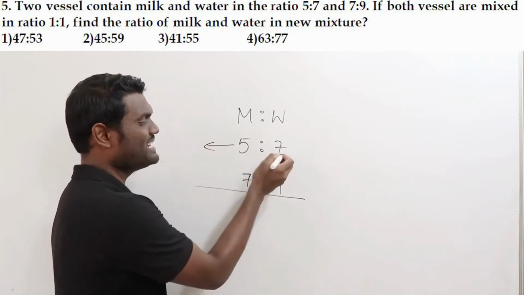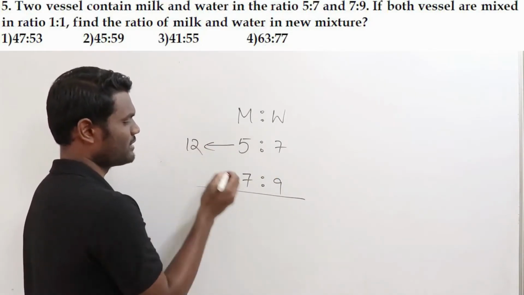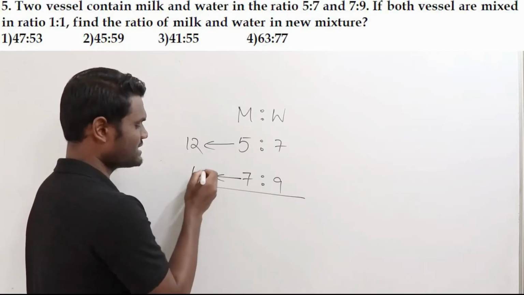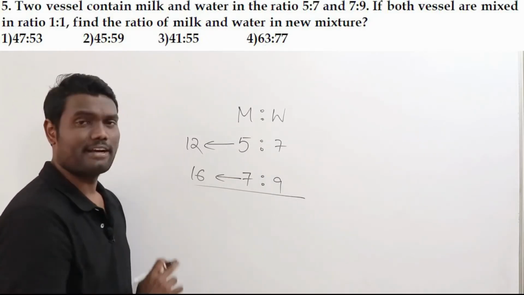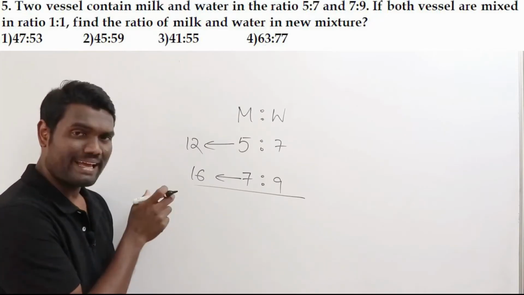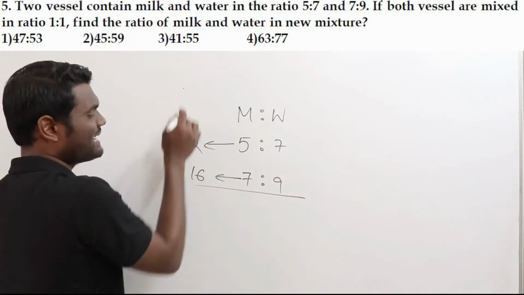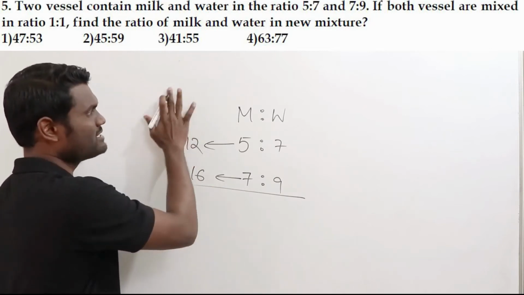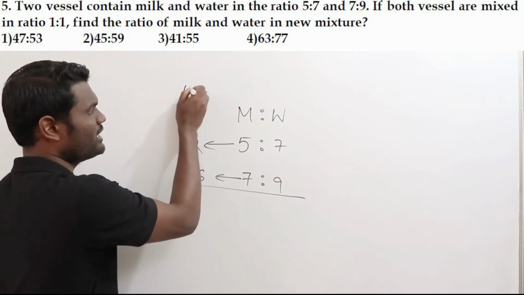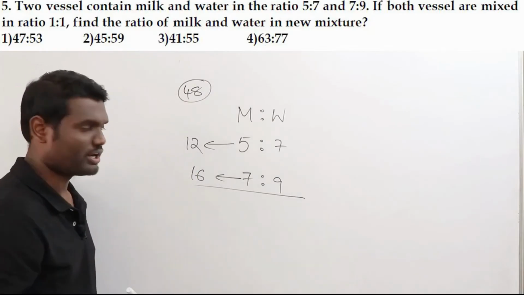Now if you look here, 7 plus 9, this is like 16. Now if you look here, both of them are different. As both are different, if I need to make them same, what I can do is take the LCM of these numbers, 12 and 16. We can say that the LCM of 12 and 16 will be 48. So we can take LCM as 48.